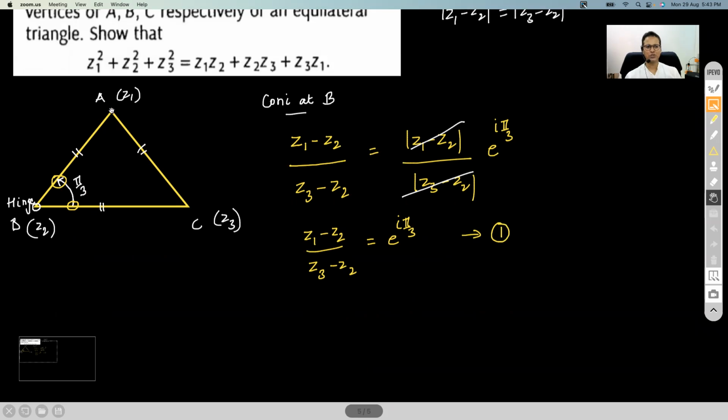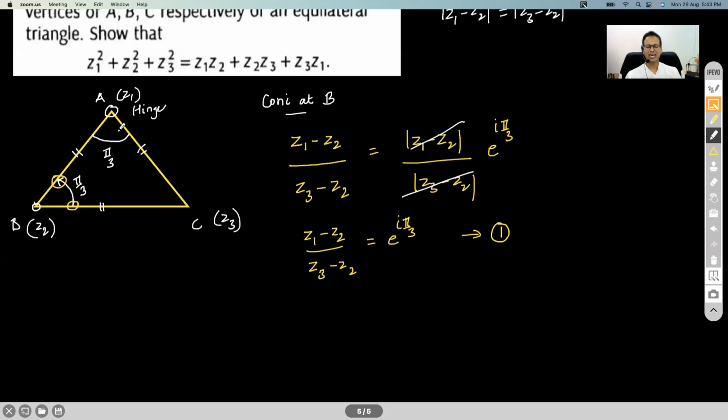Okay, so Nikita has chosen vertex number A. So now my hinge has shifted to vertex number A. So this is my hinge point. Let me erase this so that you don't get confused now. Now this angle is again a pi by 3 angle.